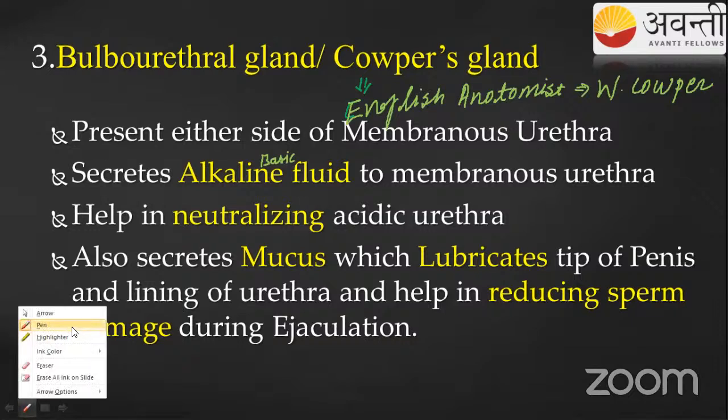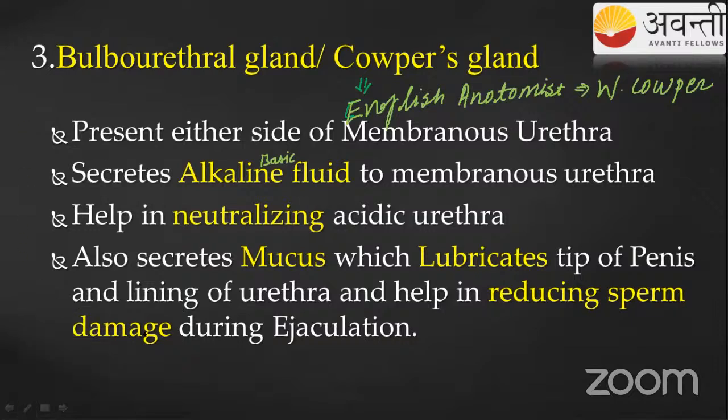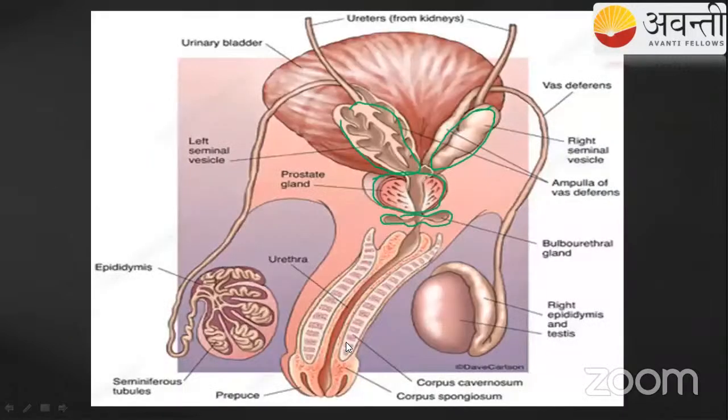urethra is somehow basic in nature. The way of urethra is basic in nature. ये जो urethra हमें देखने को मिल रहा है, ठीक है, that is somehow basic in nature, sorry, acidic in nature, sorry, not basic, this urethra is acidic in nature. That's why this bulbourethral gland secretes some alkaline liquid, okay, to neutralize this way. ठीक है, ये न्यूट्रलाइज करने के लिए काम में आता है.